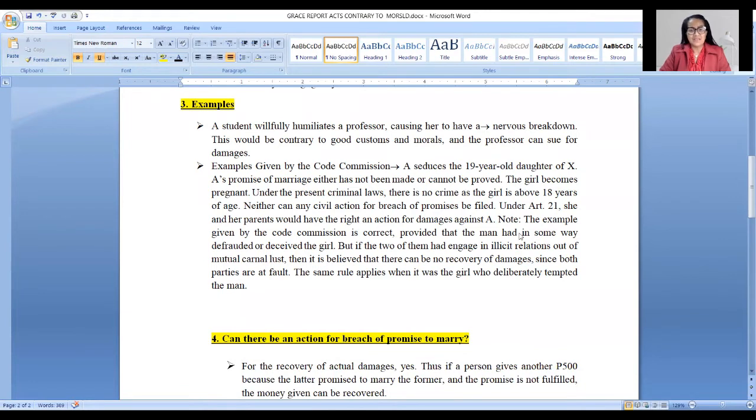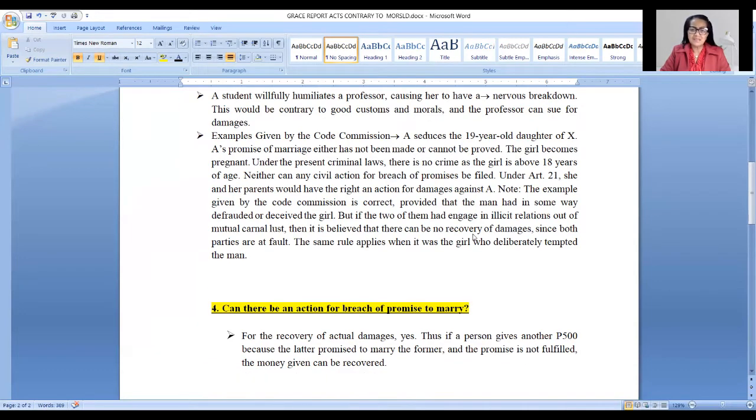But note, the example given by the Code Commission is correct, provided that the man had in some way defrauded or deceived the girl. But if the two of them had engaged in an illicit relationship out of mutual carnal lust, then it is believed that there can be no recovery of damages, since both parties are at fault. The same rule applies when it was the girl who deliberately tempted the man.